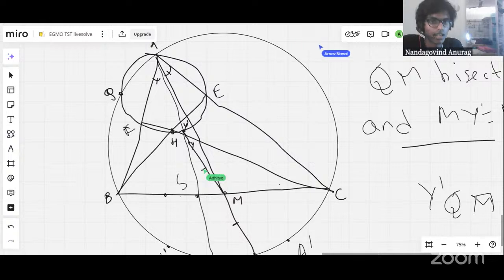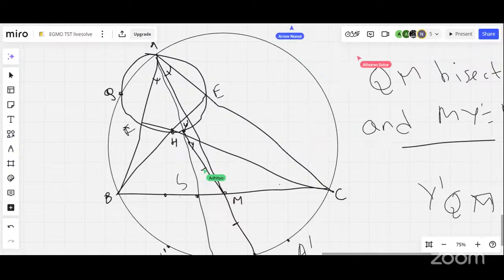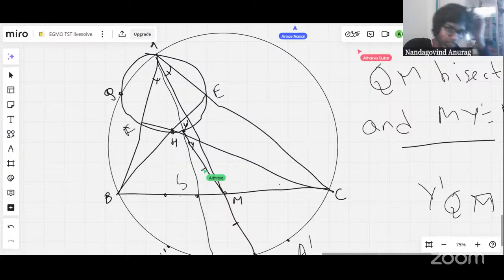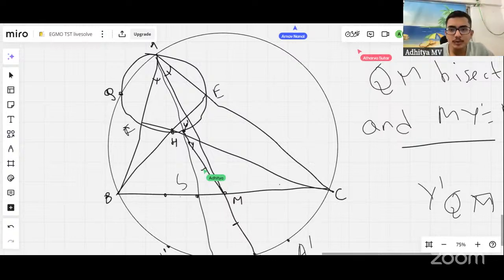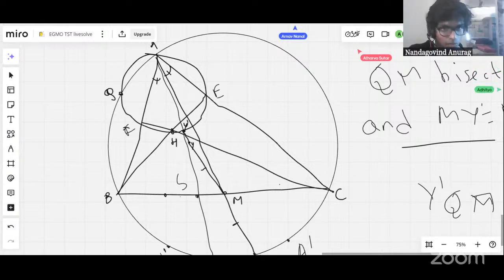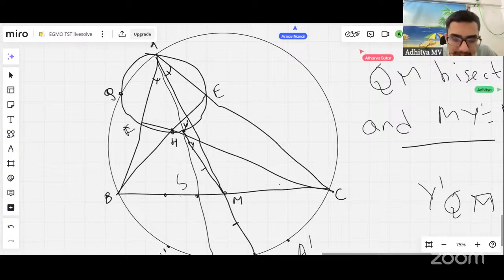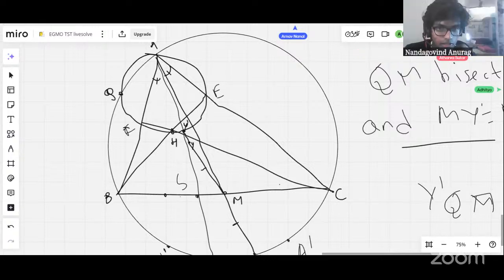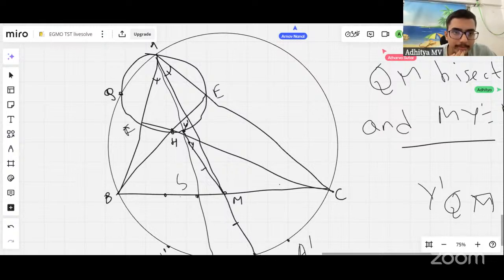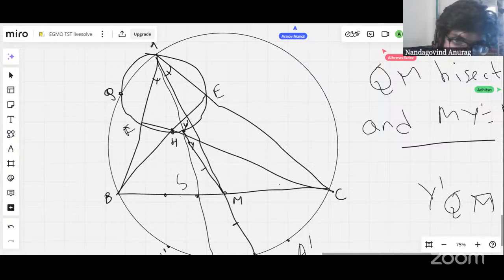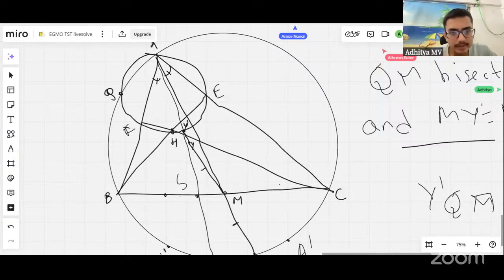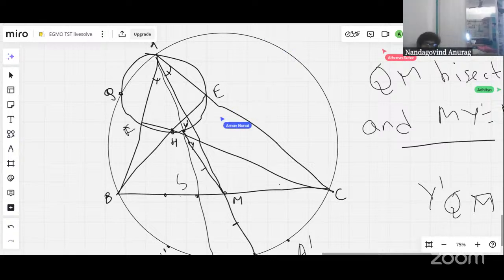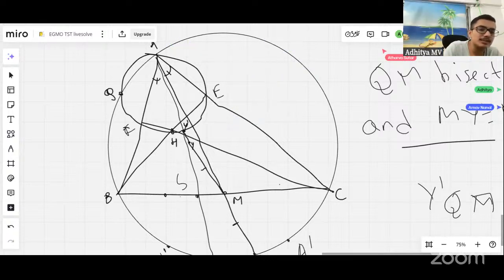Exactly. AF, BCS, so A lies on the radical axis of BFS and CSE. So that proves the angle bisector part. Next we need MY dash equal to MX, or we could use the cyclic condition. We know angle Y dash QM and Y dash QX as well. So we need to get something about Y dash.